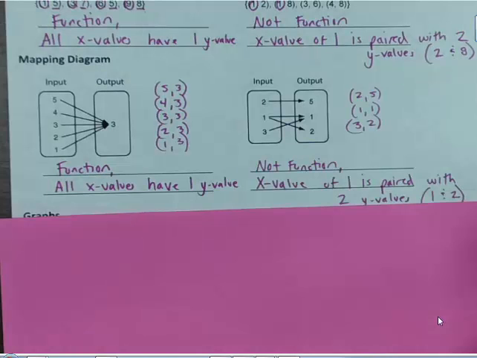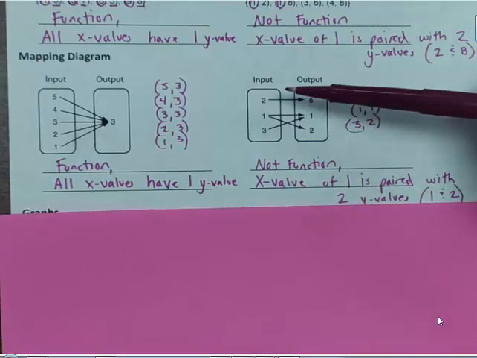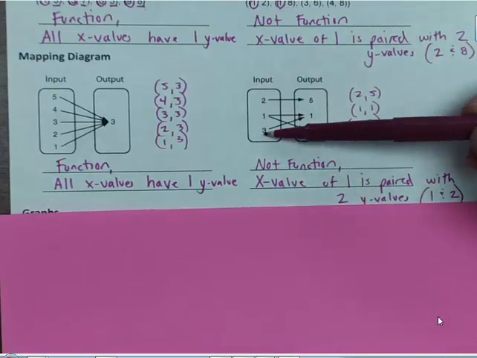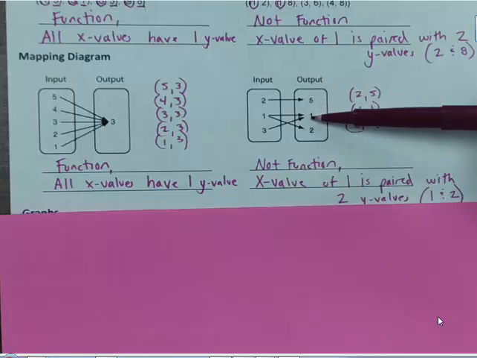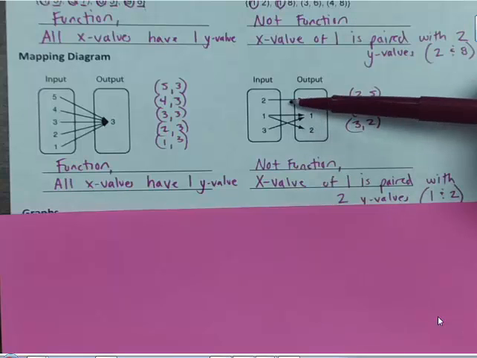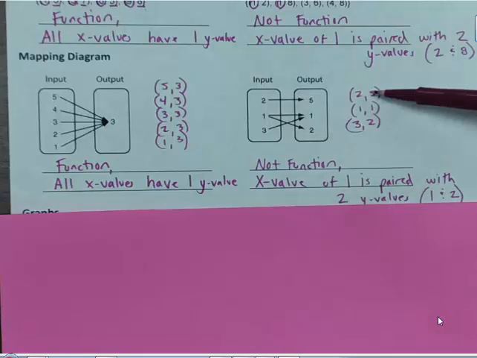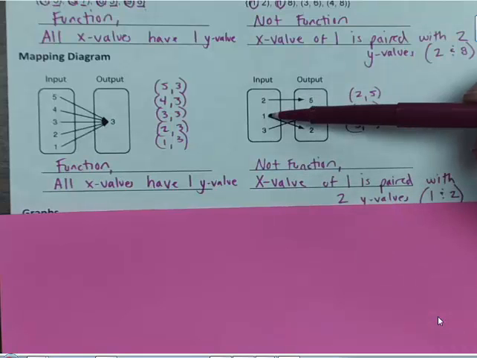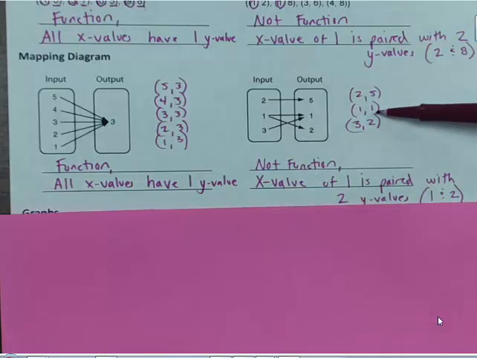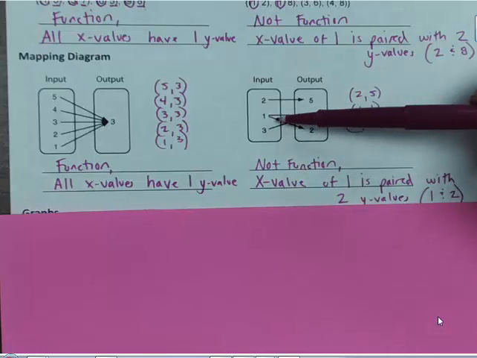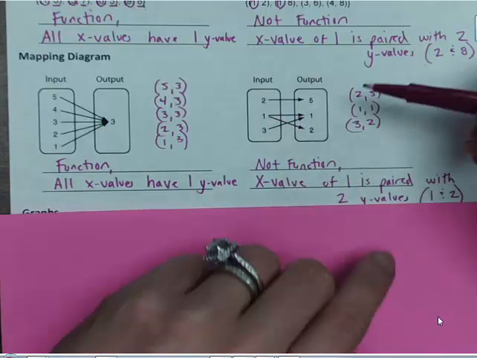Okay, so I'm looking at this next one. My inputs are 2, 1, and 3, and my outputs are 5, 1, and 2. Notice how many arrows I have. I have one arrow, which represents 2, 5. I have this other straight arrow that goes from 1 to 1, which is my second point. And then I also have this arrow that starts at 1 and goes to 2. So this point right here, I accidentally mixed up.